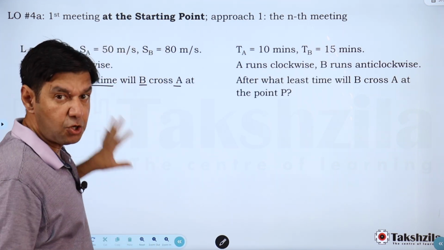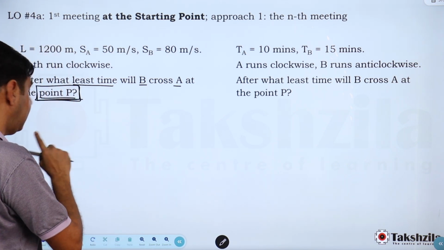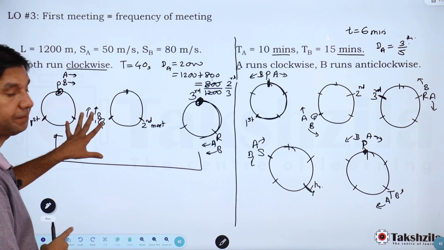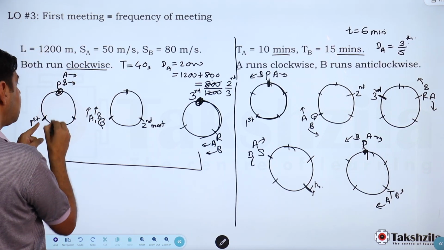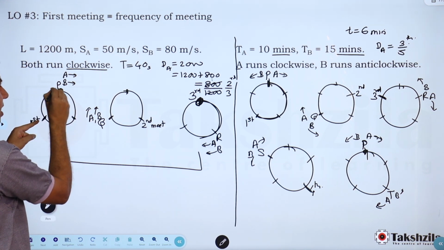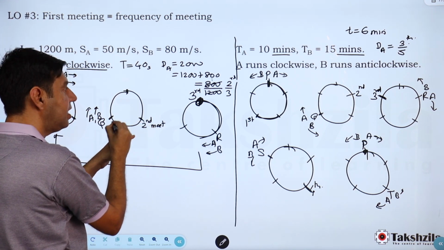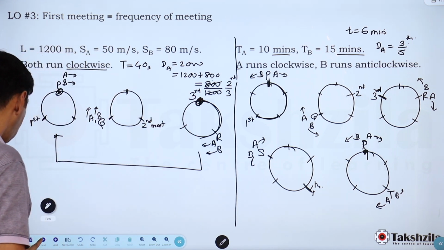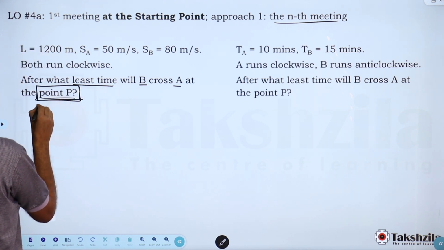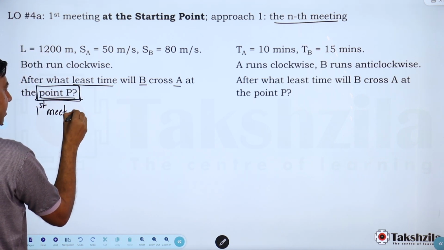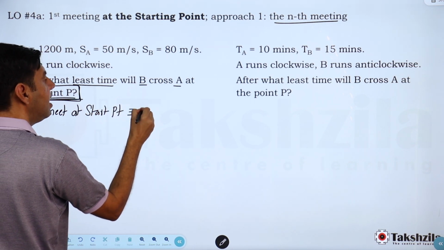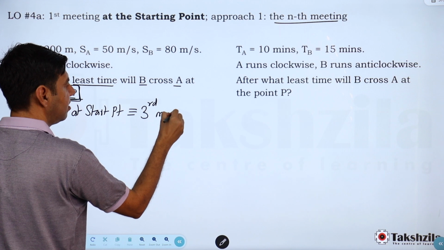Now, I'm going to directly use the details we have seen on the previous slide. We saw that our first meeting was occurring at 2/3 of the track length. Then from here another 2/3, and from here another 2/3 is here. So this is what I mean by the nth meeting approach. The first meeting at the start point is nothing but the third meeting from the third meeting.